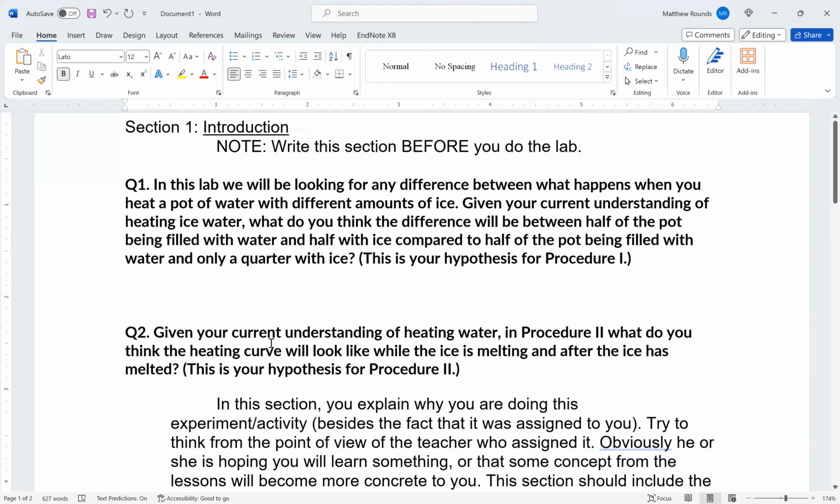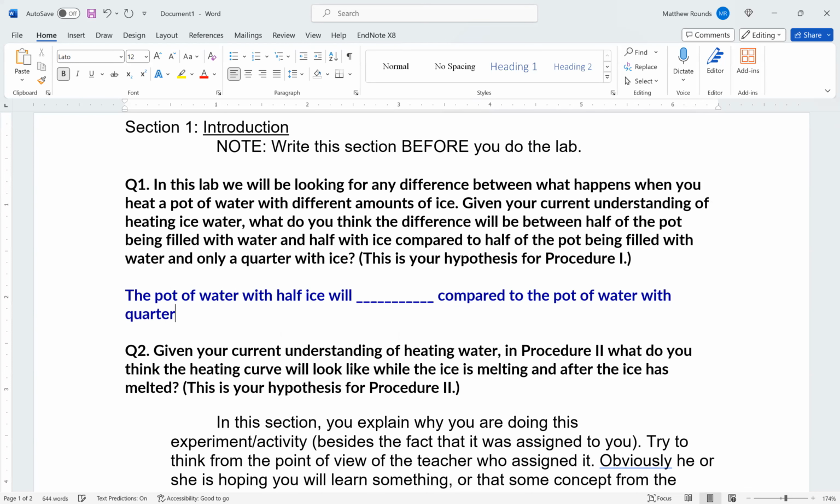Okay, Ivana, this is where you get to jump in and tell me what you think. I do want you to write a sentence or two. The sentence should say something like, the pot of water with half ice will something compared to the pot of water with quarter ice. So that's like a fill in the blank, and then you have to answer why. You have to say why you think that is the case. Okay, wait. A quarter is bigger. Wait, what is a quarter? The quarter? No, I think that was small.